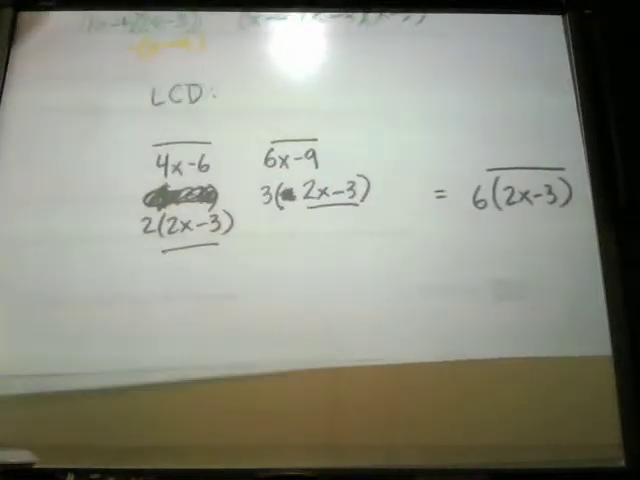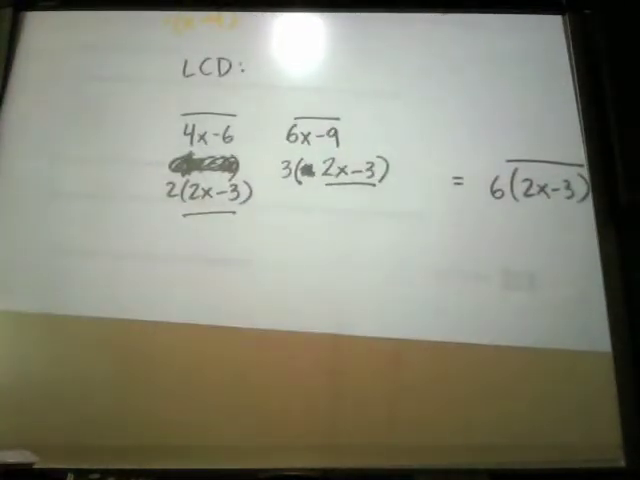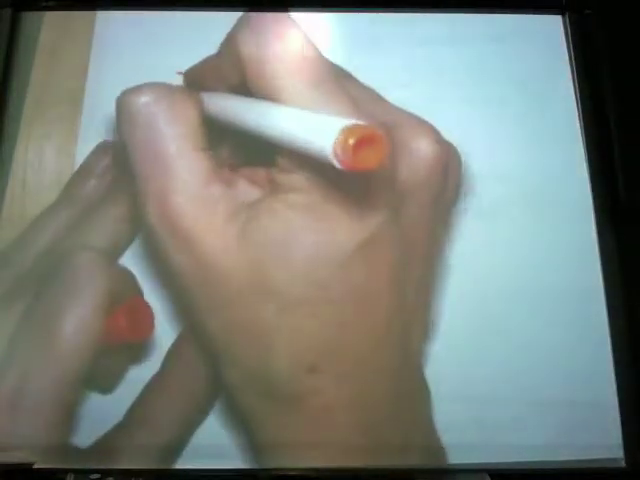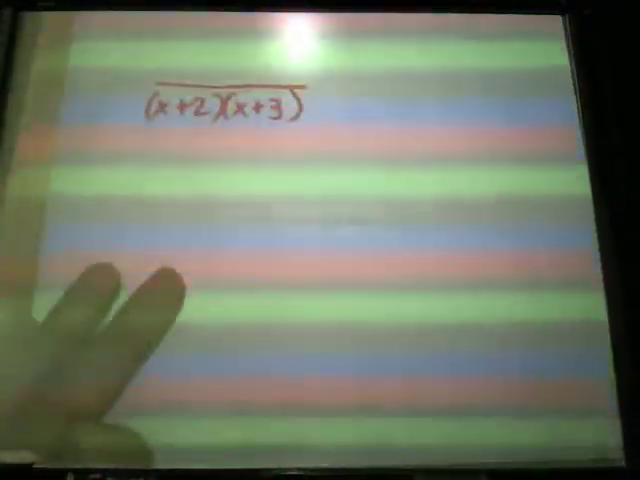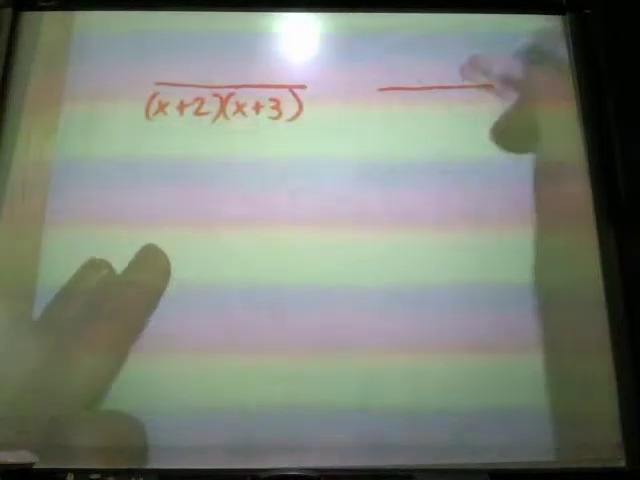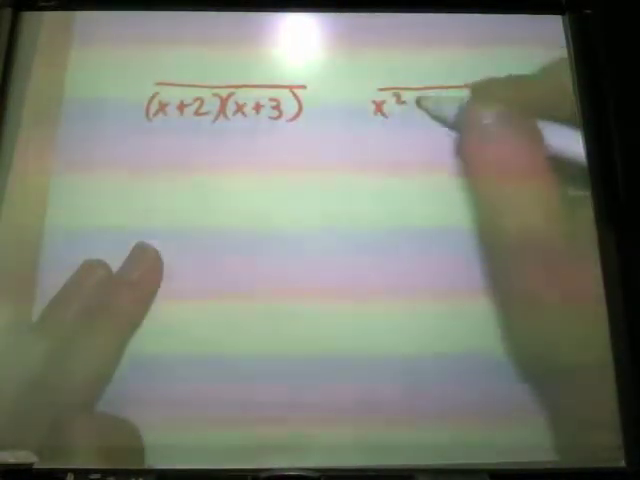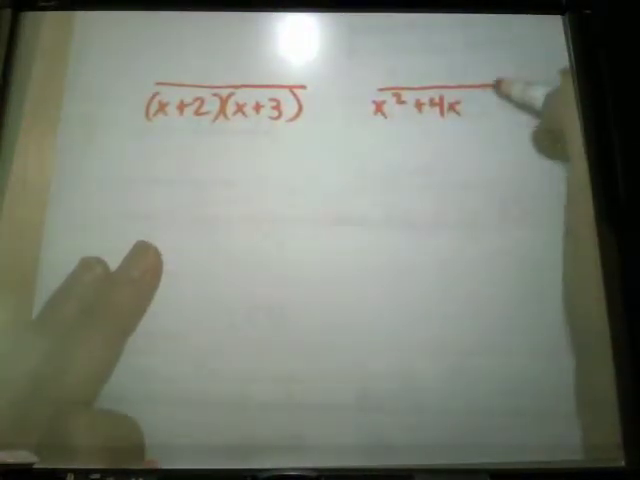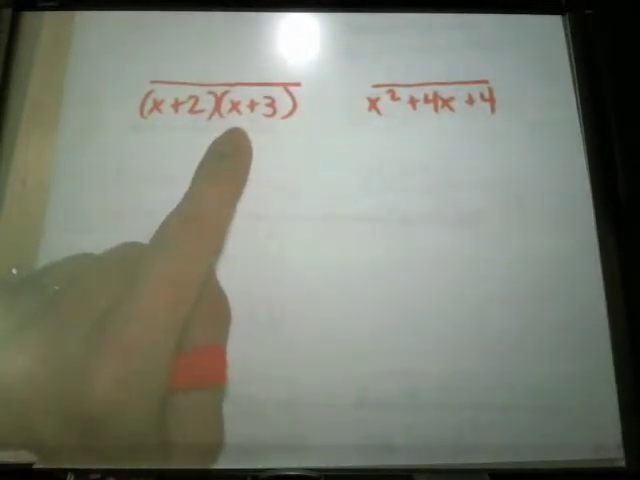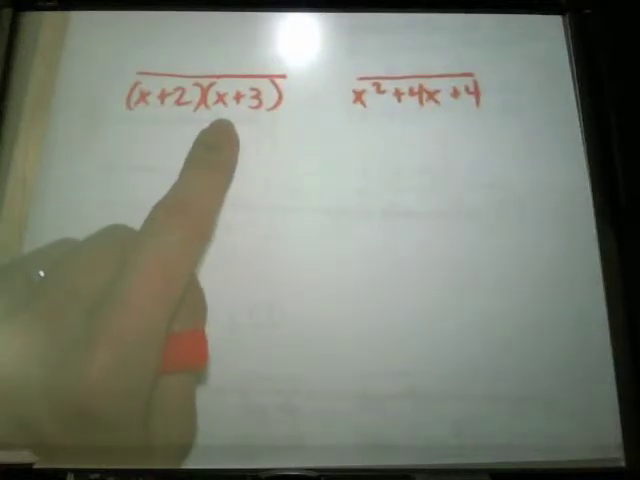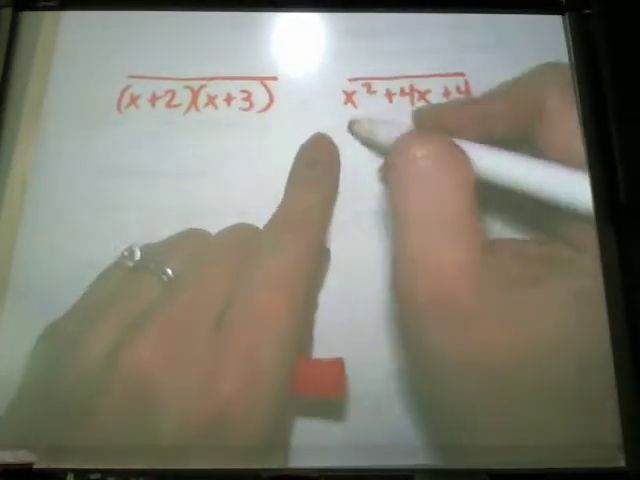Let's do one more. Last one, just finding the LCD for practice. I'm just going to give you denominators. This first one is already factored. So there's one denominator, we're not even going to bother with the numerators. The other is x squared plus 4x plus 4. This one's not factored. This one's already factored on the left. So factor first, already done for us.